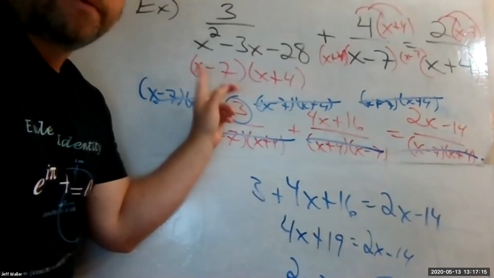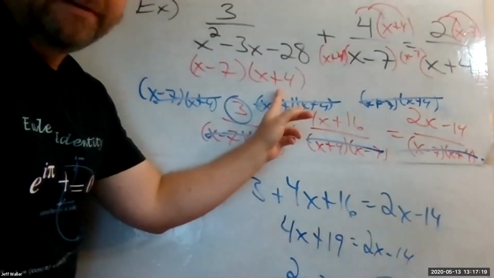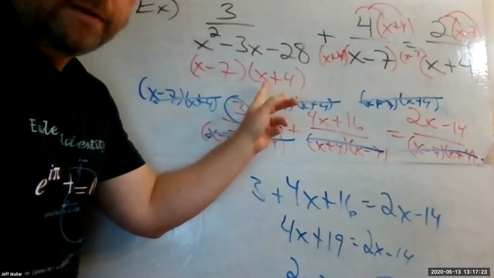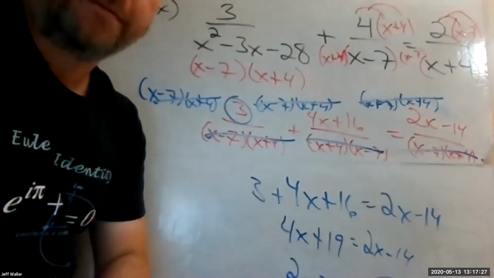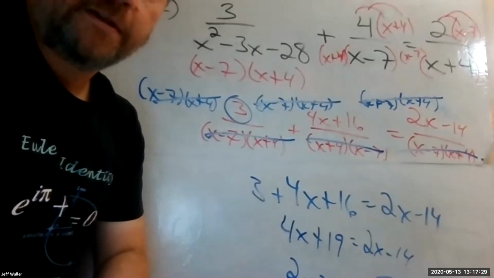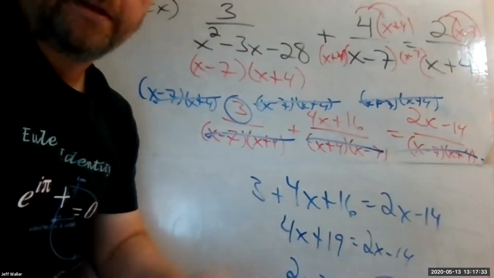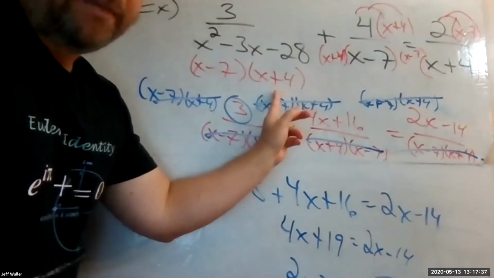Positive 7. And what would make that 0? If x was... you could do it. What do you add to 4 to make 0? Negative 4. There we go, in stereo. So x cannot be 7, x cannot be negative 4.